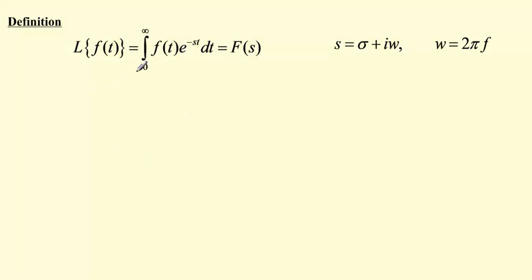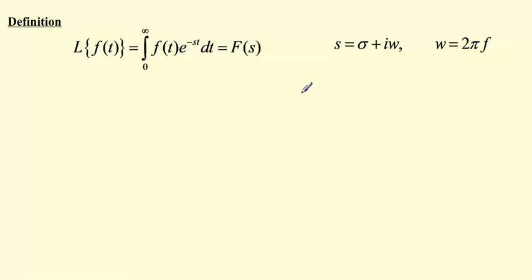A Laplace transform is defined by the following improper integral. It is an integral of f of t multiplied by e to the power minus st, integrated from 0 to infinity. After integrating, you get a function of s, where s is a frequency variable, given by sigma plus i omega, where omega is equal to 2 pi f.